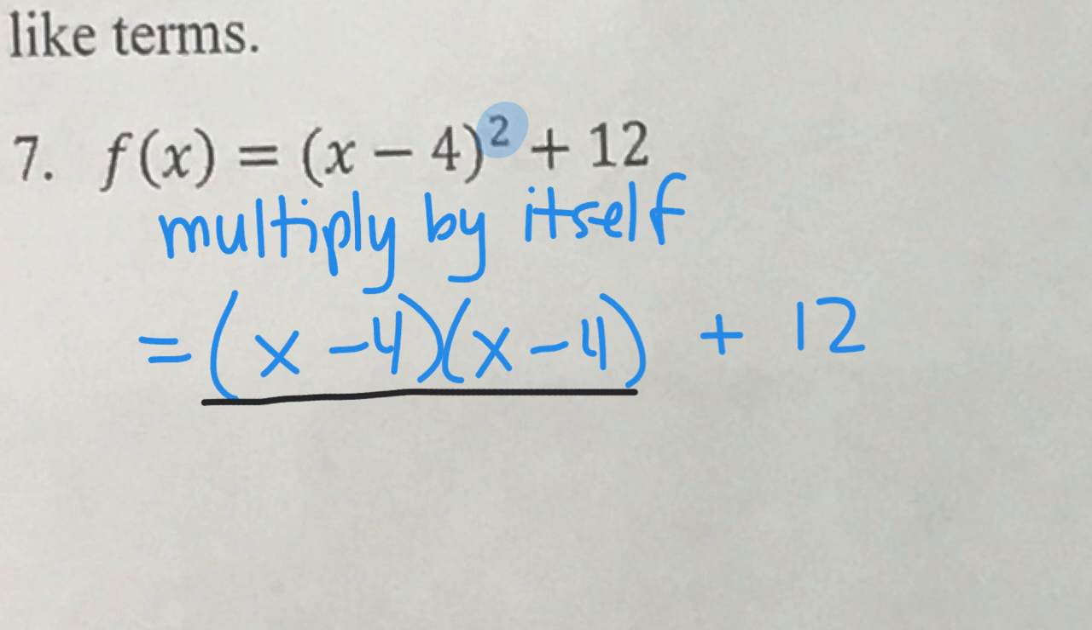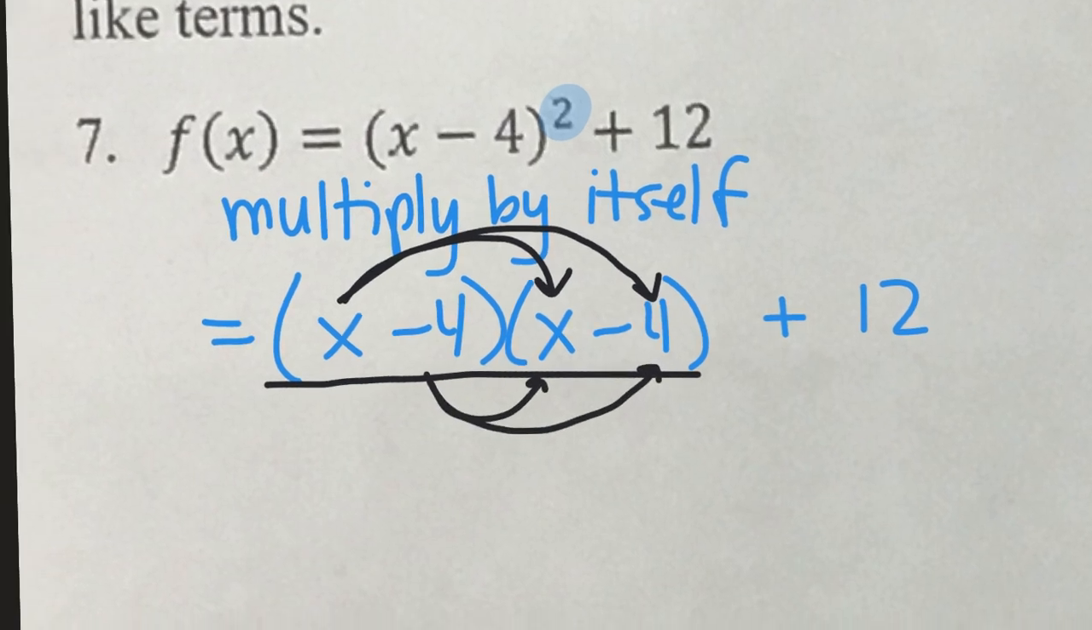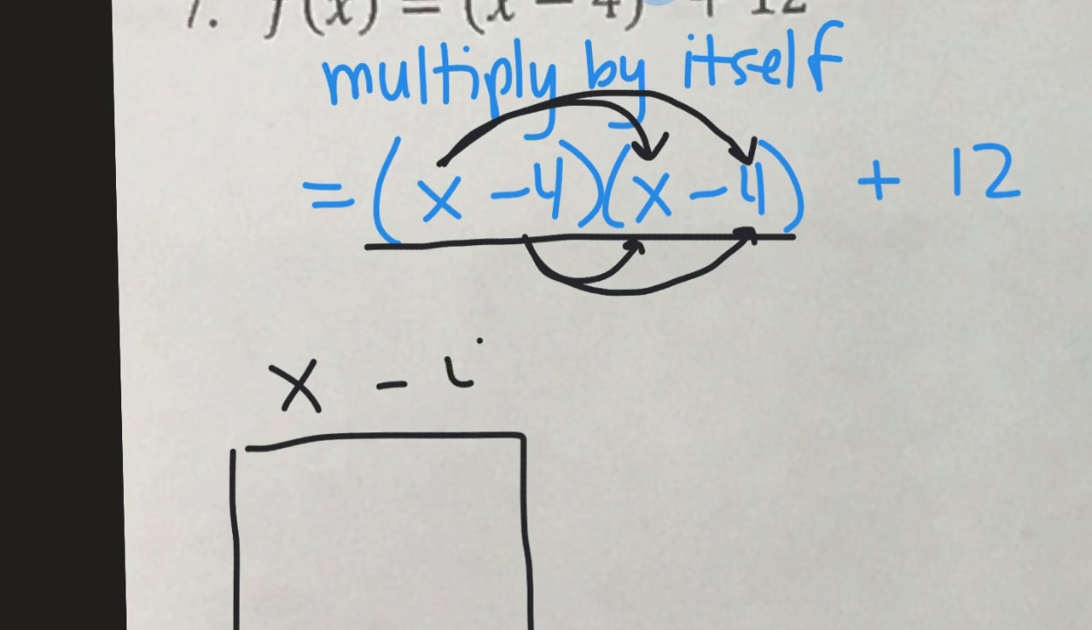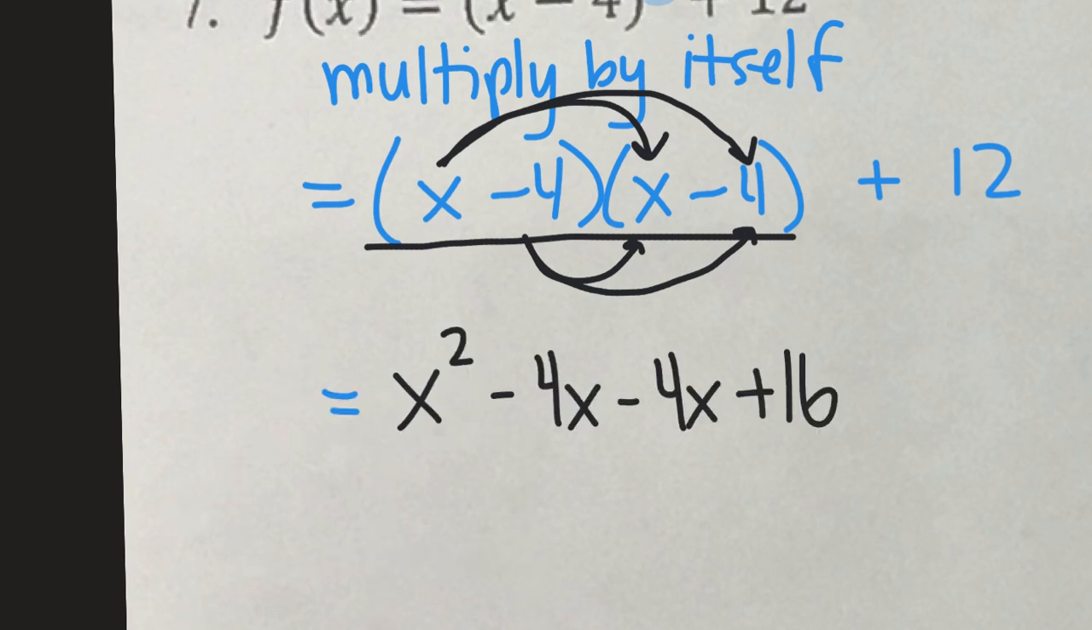There are lots of ways to do it, so whatever your favorite method is. You can do double distribution like this, where you're multiplying each of your first terms by those terms. You can do the box method, where we draw our box and we have an x minus 4 this way and an x minus 4 that way, and you multiply them through. Either way, you have to multiply that parentheses by itself. So if you use the box method or the double distribution, this should be our product that we get, and we still have to remember our +12.